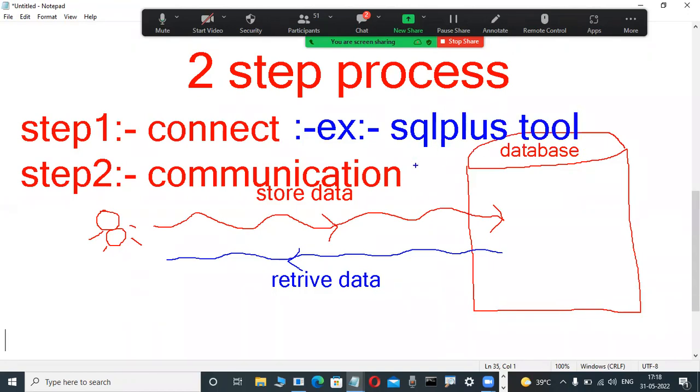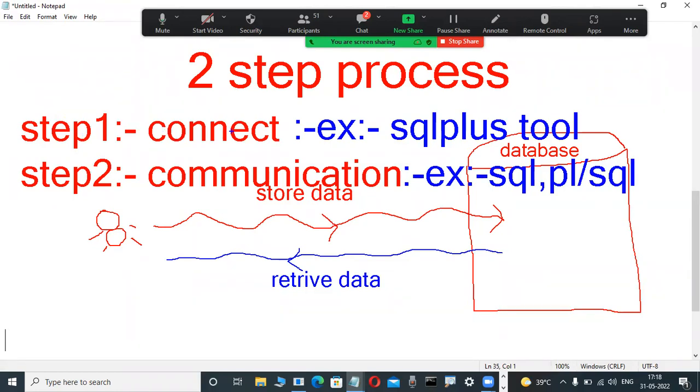In the communication step, we already talked about SQL, PL/SQL; some languages are there. Example languages: SQL, PL/SQL, dynamic SQL. That's why, if any user wants to perform some operations in an Oracle database, the user uses a two-step process. The first step is connect, and the other step is communication.